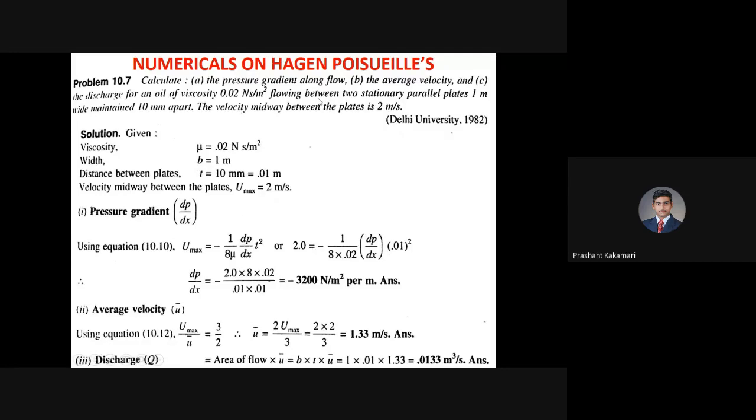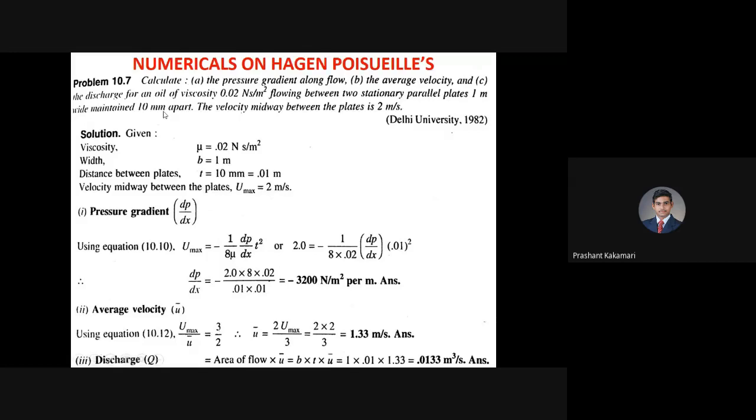Flowing between, this is very important, where it is flowing, whether in a pipe or an open channel or a closed channel like stationary plates. That depends on what type of flow is taking place in the channel. So that channel has two stationary plates, between which we are going to consider the laminar effects. It is flowing between two stationary parallel plates, 1 meter wide, maintained at 10 mm apart. So the distance between these two parallel plates is 10 mm.